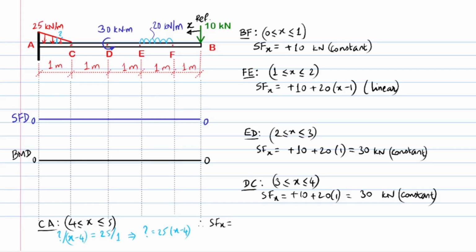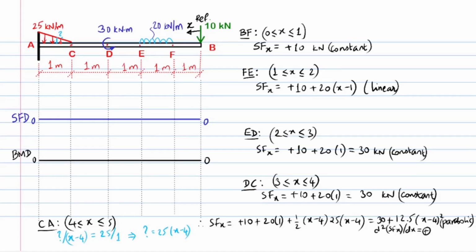The shear force at X equation for this span CA can now be represented as plus 10 plus 20 times 1 plus an equivalent point load acting at the center of the triangular area, that is half times (x minus 4) times 25 times (x minus 4), and this gives plus 30 plus 12.5 times (x minus 4) to the power of 2, which is parabolic. Examining the double derivative of the shear force at X equation with respect to X, we find that it is positive in sign, meaning that the parabolic curve obtained is of a minima type.